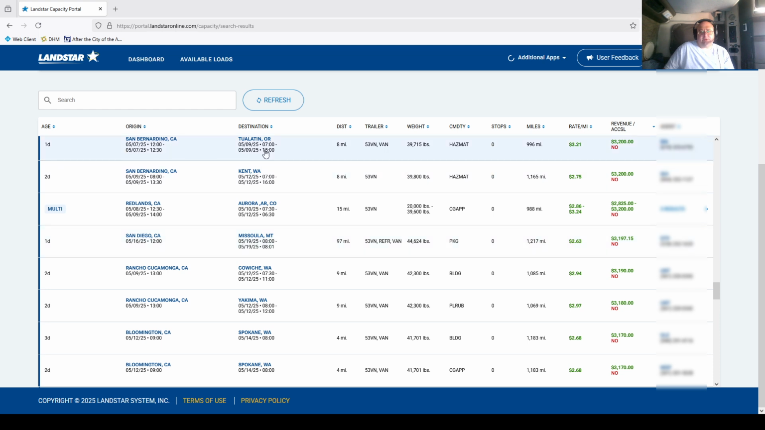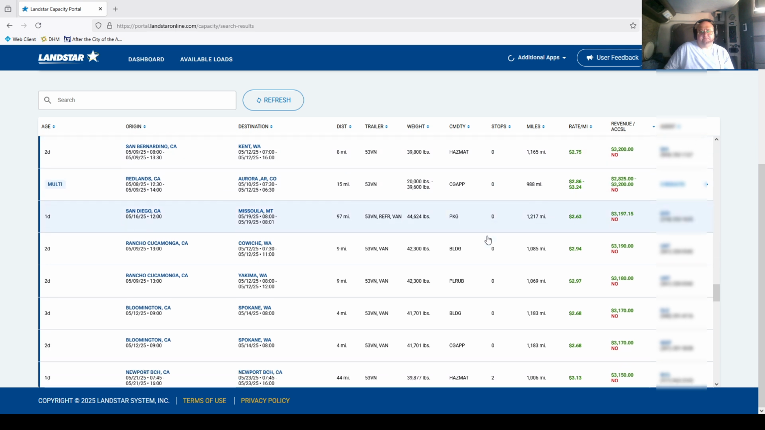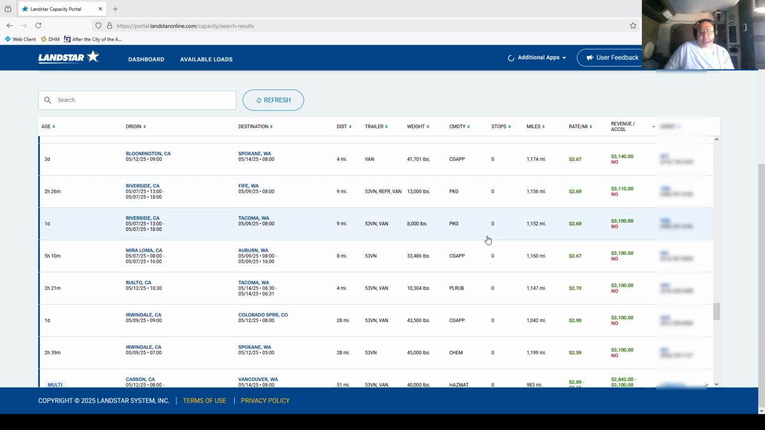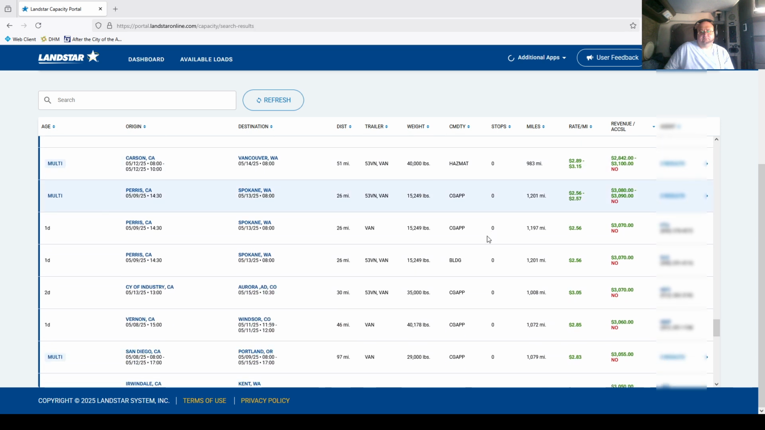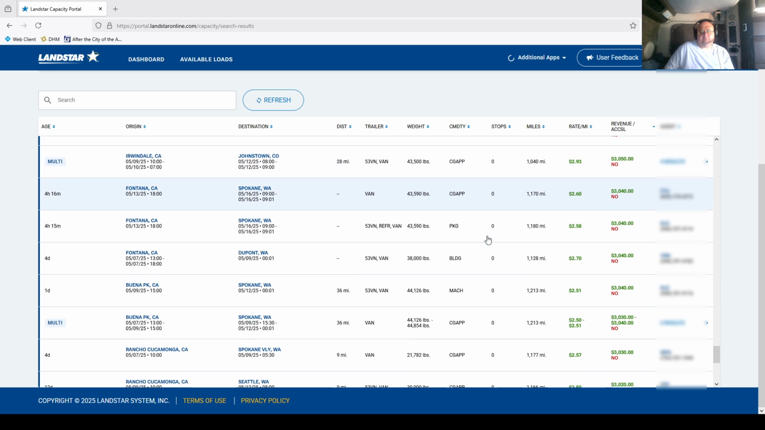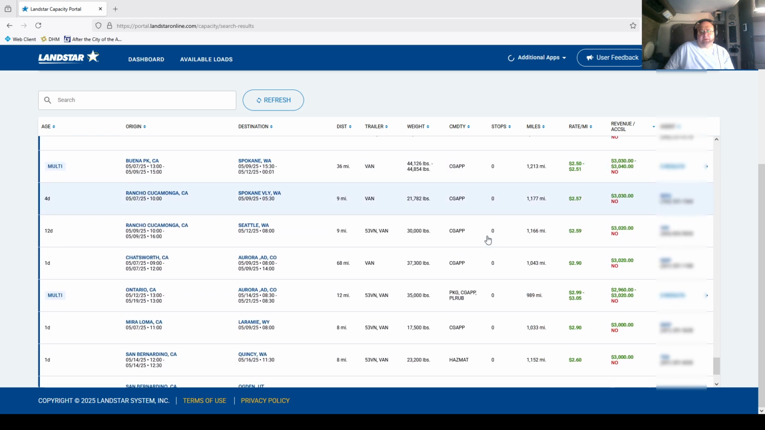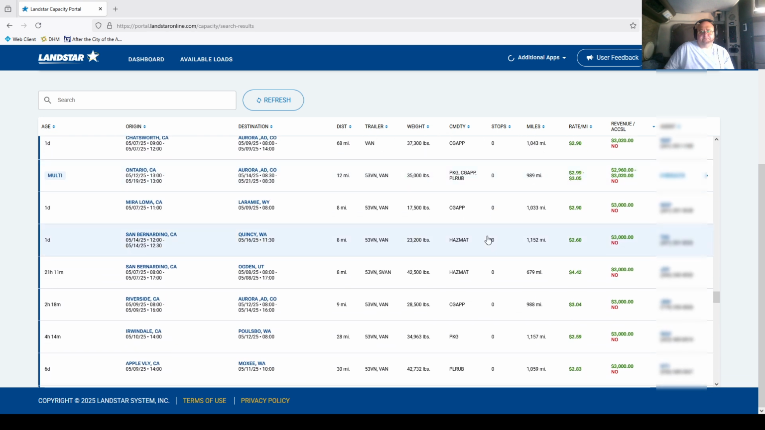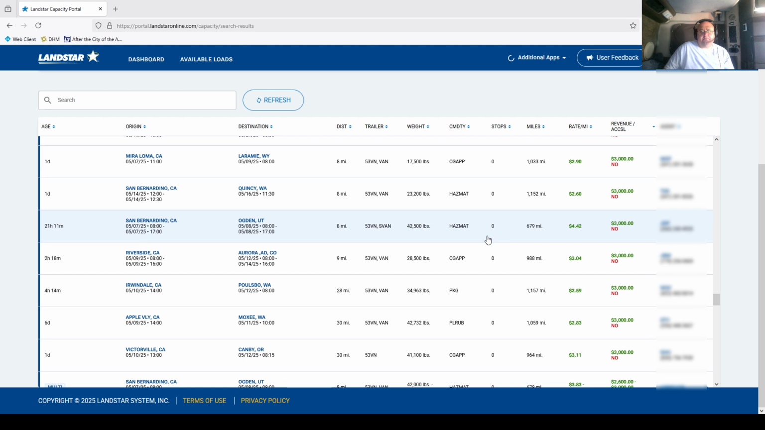San Bernardino to Tualatin, Oregon. I think Tualatin is basically Portland. 40,000 pounds of hazmat, 3.21 a mile. That's decent. I'm not going to be able to go into California at the end of this month. My CARB permit expires at the end of this month.